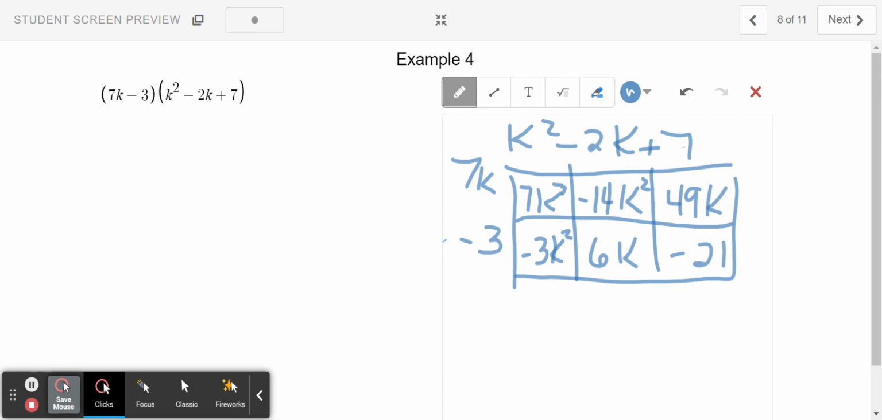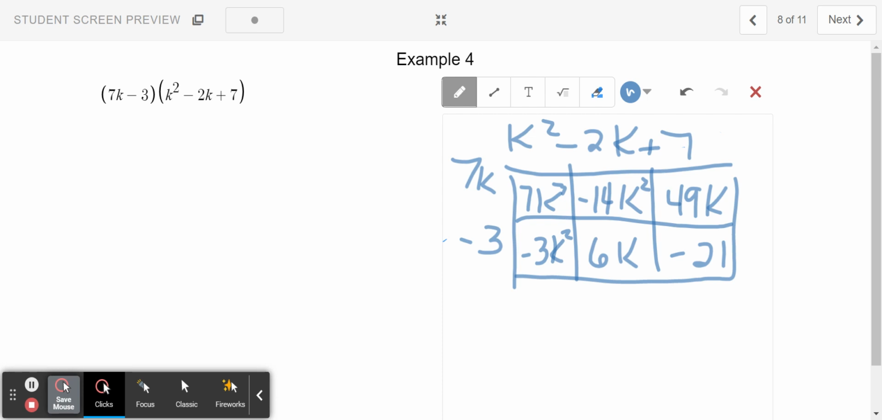So you see how nice and neat all my terms are? I really like this method. If you can keep your terms organized, distributing, and kind of make a list of them, then that works out pretty well too. It's all about the organization.